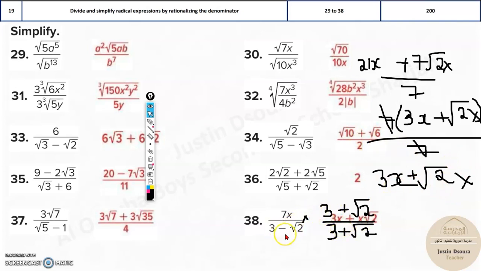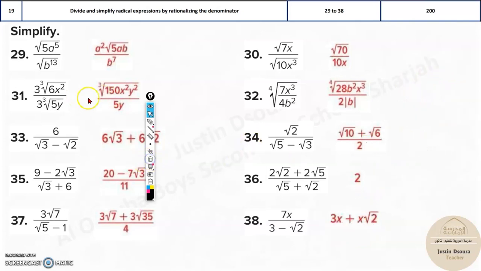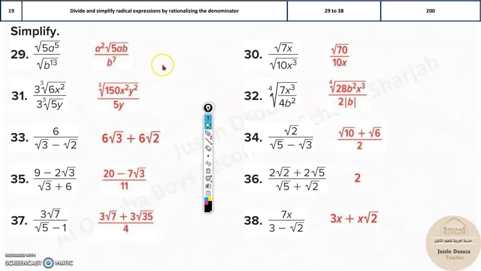Multiply the numerator and the denominator by the conjugate of this. See this, what a conjugate means, opposite sign. If it's minus, you must have plus over here. Multiply the numerator, denominator, and then simplify. But since it's numbers, you can directly put it in the calculator and simplify it. So this is how we solve it. Otherwise, if it's variable, I've already told you in the previous section. So that's how we do it.